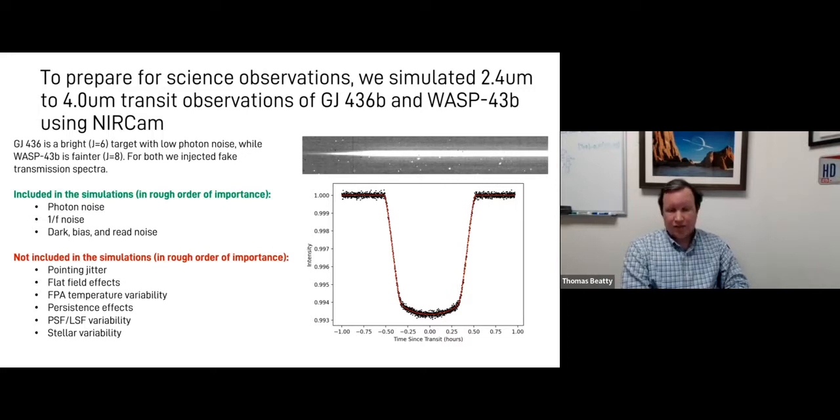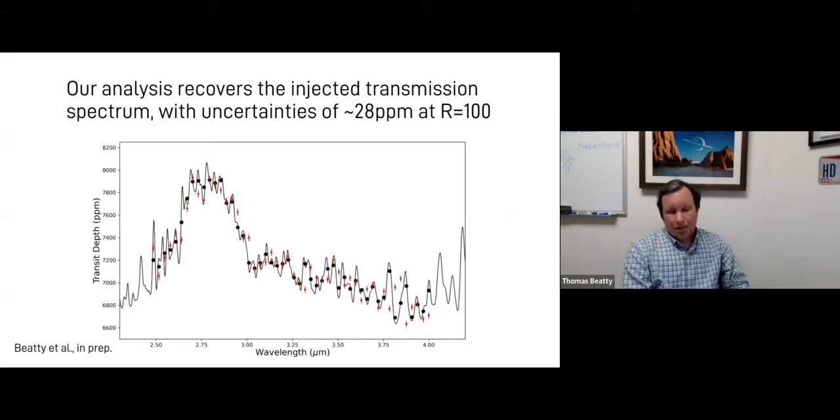We can figure out from photon noise expectations what uncertainties we expect in these observations, but there are a lot of detector effects and other systematic effects that we know are present on the detectors. So we did these simulations. We simulated GJ 436 and LS 43, roughly speaking, and injected fake transmission spectra and then tried to recover them in an internal data challenge that we ran last spring. Thankfully, our internal analysis recovers the transmission spectrum correctly. We got uncertainties of about 30 ppm at a resolution of 100. That's about what we expected. It's a little higher than predicted by photon noise alone.